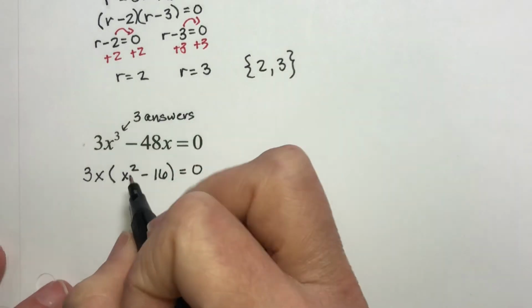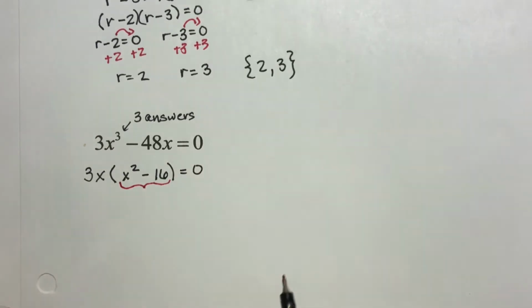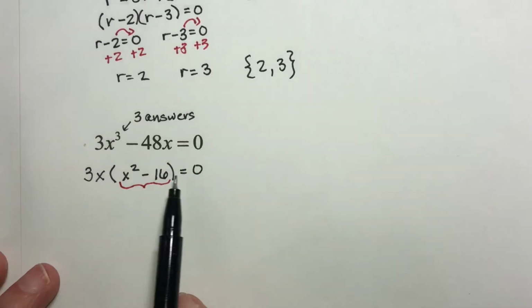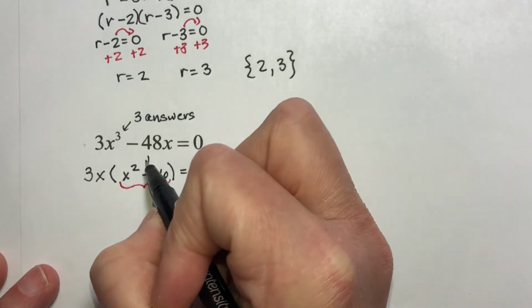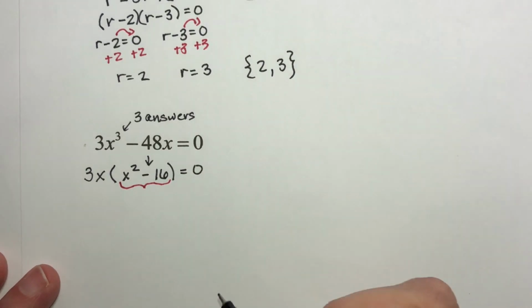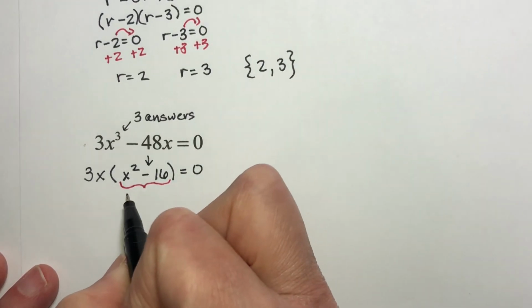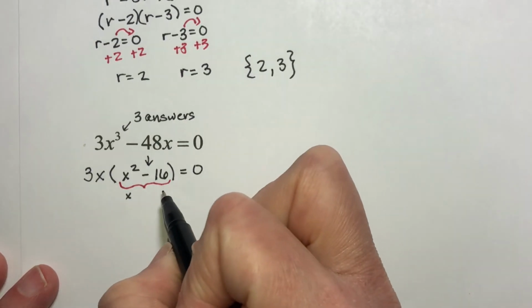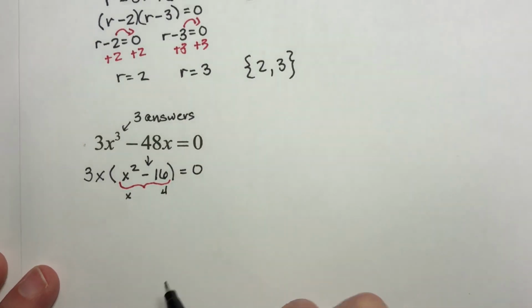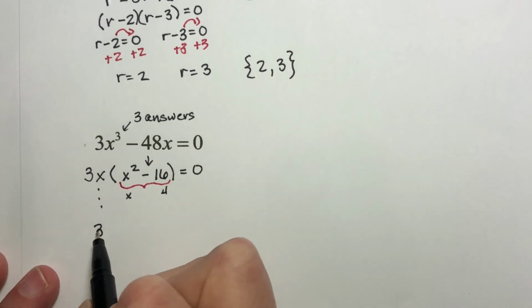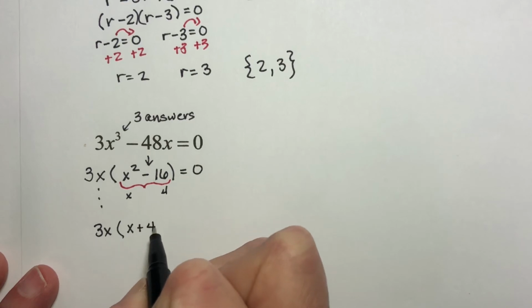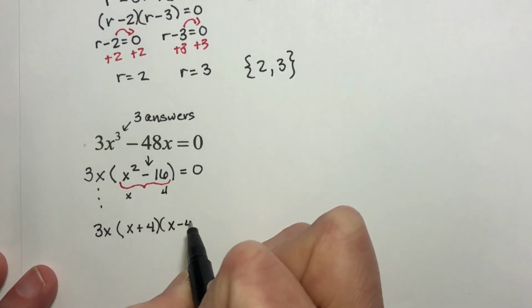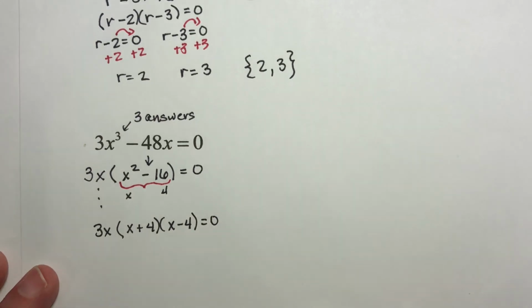So it's partially factored, but I need to see if this part will factor again. I no longer have a GCF, which is good. That means I pulled the largest thing out here. I have 2 terms with a minus sign in the middle, so I'm hoping this is a difference of squares. This is a perfect square, its square root is x. This is a perfect square, its square root is 4. So I have 3x, and x plus 4 times x minus 4 equals 0.